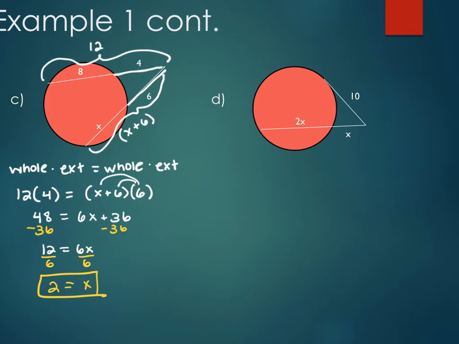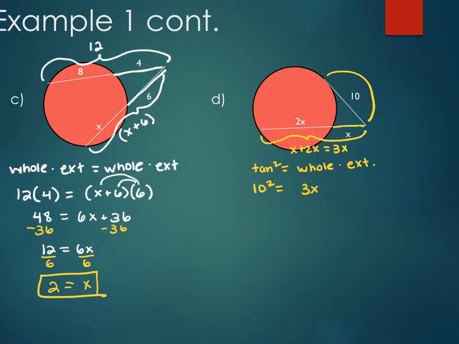D is a tangent and a secant. So tangent squared equals whole times external. The tangent is 10, so 10 squared equals the whole. This time my whole is x plus 2x, which is 3x, times the external part, which is x. And I get 100 equals 3x squared.